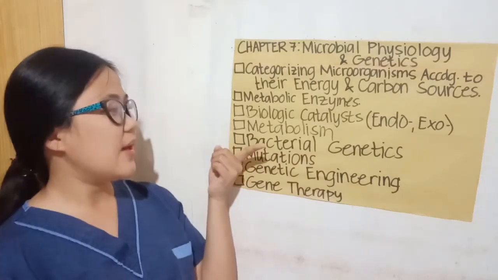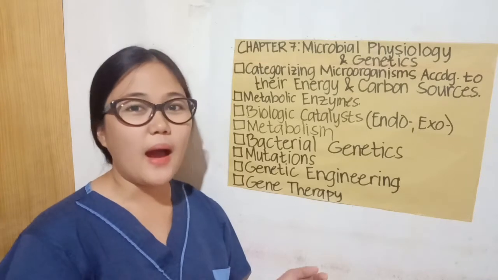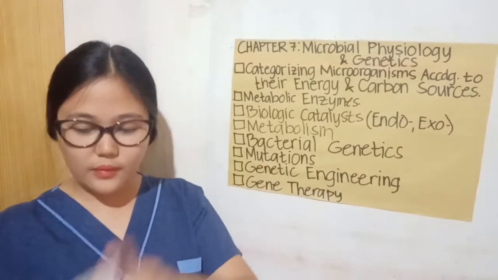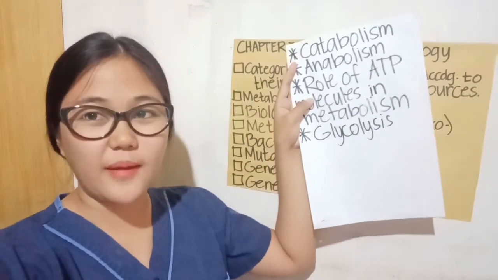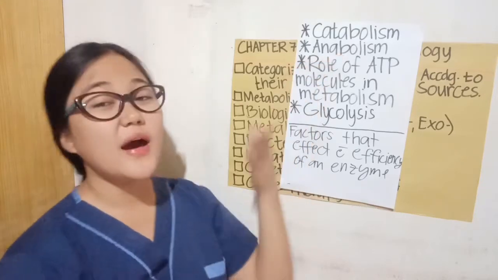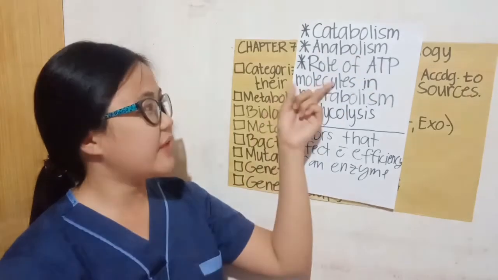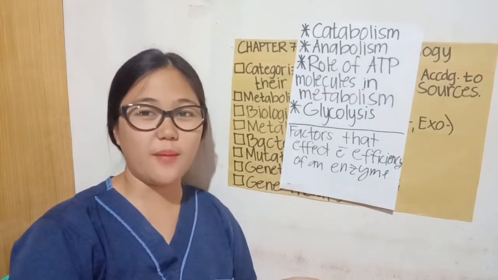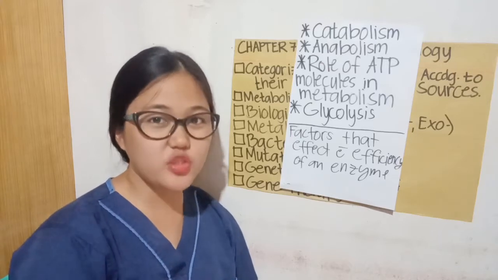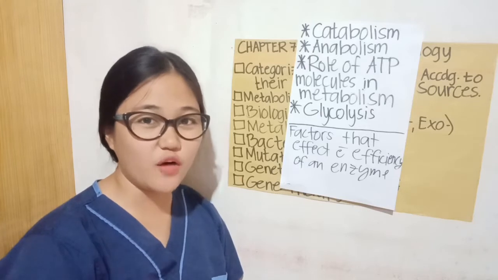Let's move on to metabolism. There are two types of metabolism: anabolism and catabolism. Catabolism releases energy. Anabolism requires energy. Then there is the role of ATP molecules in metabolism: they are the major energy storing or energy carrying molecules within the cell. What is glycolysis? Glycolysis is the breakdown of glucose.